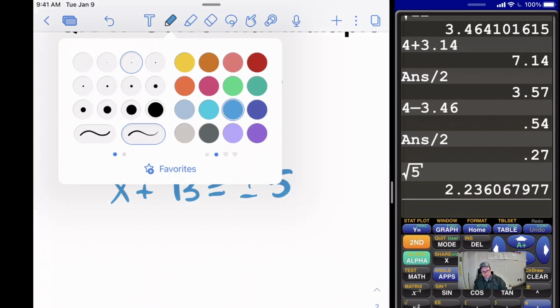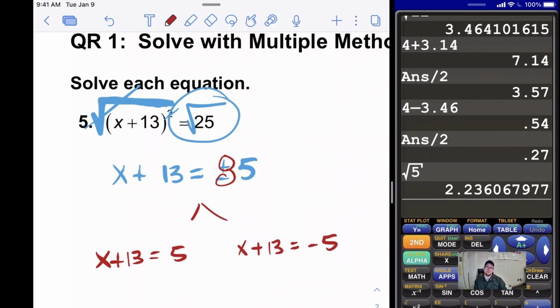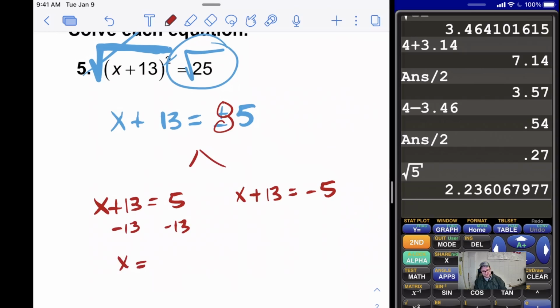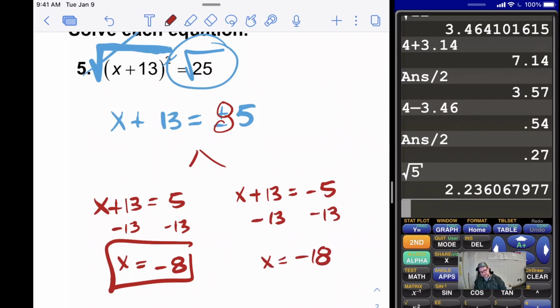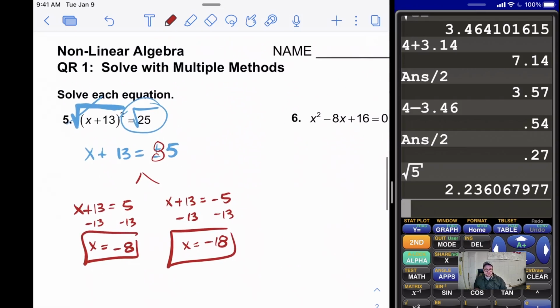So now this is the part where we need to break this into two separate problems. One of them will be with the positive 5. The other one will be with the negative 5. So I'm going to get x plus 13 equals a positive 5. And then I'm going to get x plus 13 equals a negative 5. Now we just solve. So let's subtract 13 on both sides. We get x is equal to, it looks like negative 8. On the other side, subtract 13 on both sides, we get x equals negative 18. Right? So that is our process on something that's unique like that.